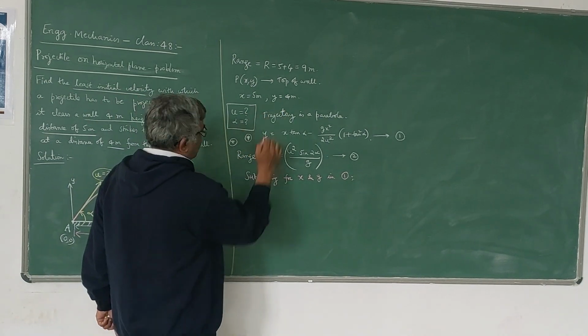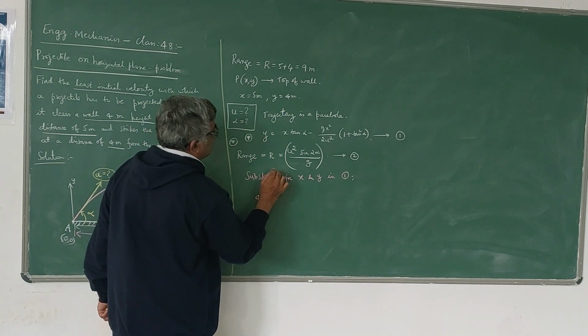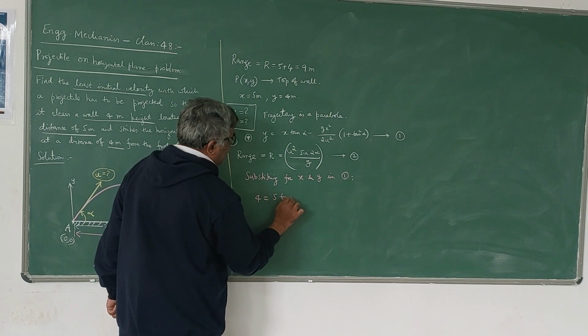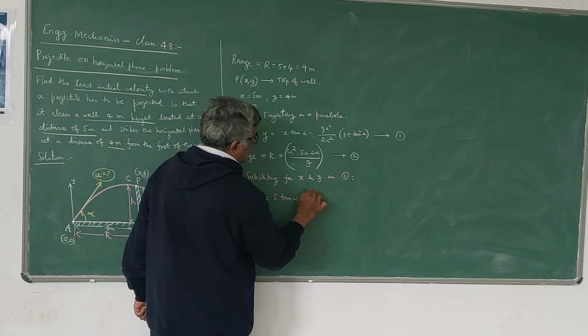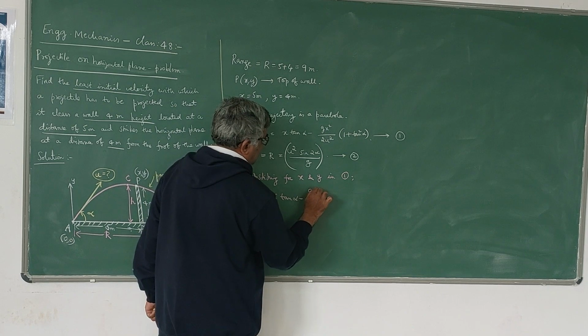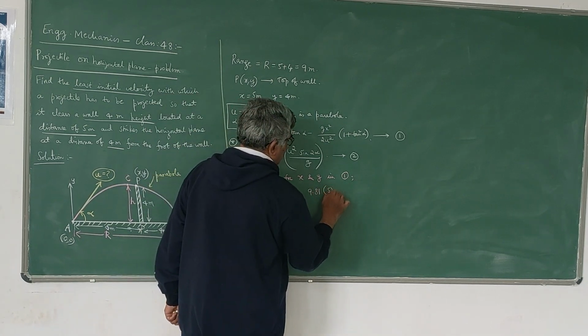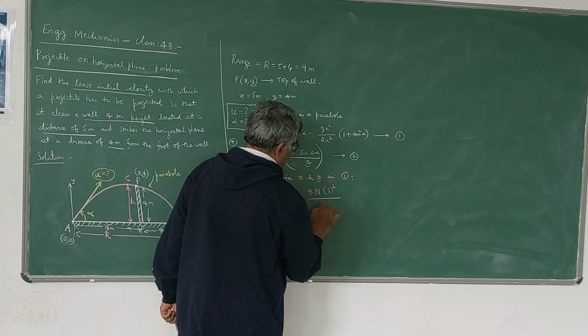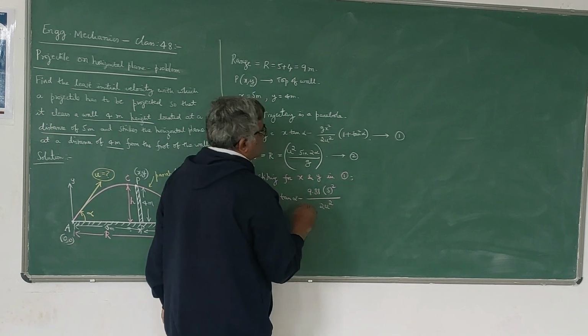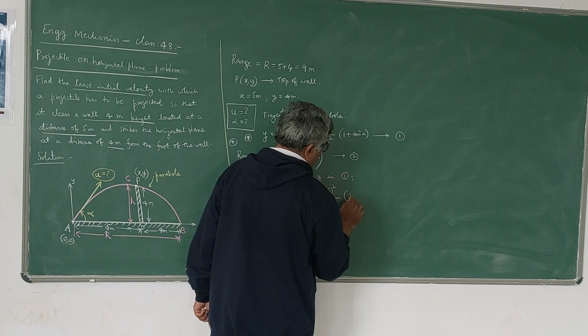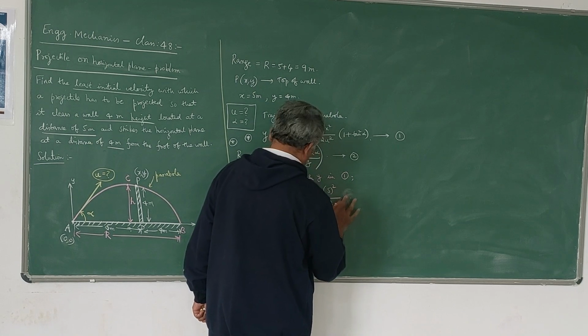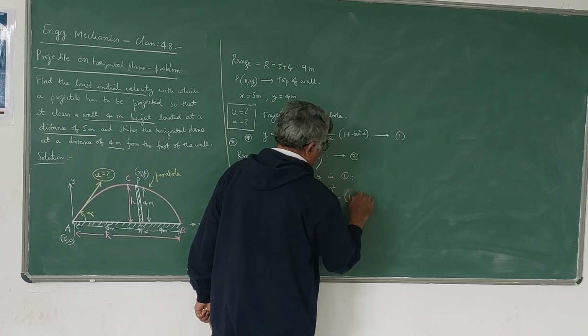So y is 4 meters, so 4 is equal to x, which is 5 meters, 5 tan alpha minus g, which is 9.81, acceleration due to gravity in meters per second square, x square means 5 square, divided by 2 times u square, u is not known, into 1 plus tan square alpha. Okay, I will write this as 1 plus tan square alpha.